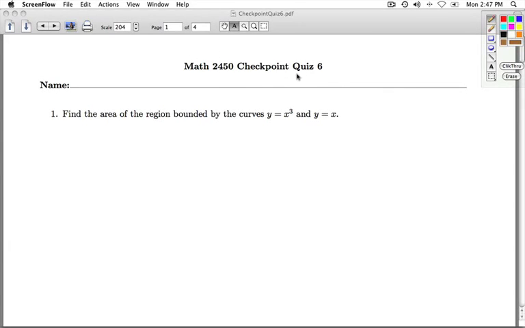Okay, this is Applied Calc 2, Checkpoint Quiz 6. Part 1, we're asked to find the area of the region bounded by these two curves. So, first thing we have to do is try to get a sketch of the situation.